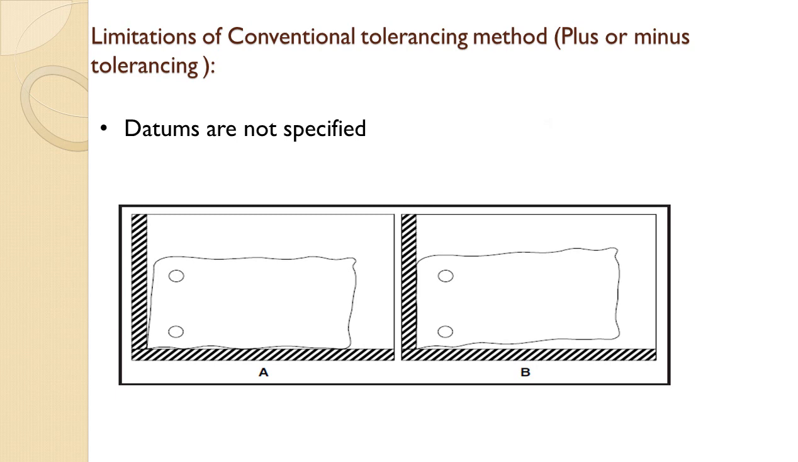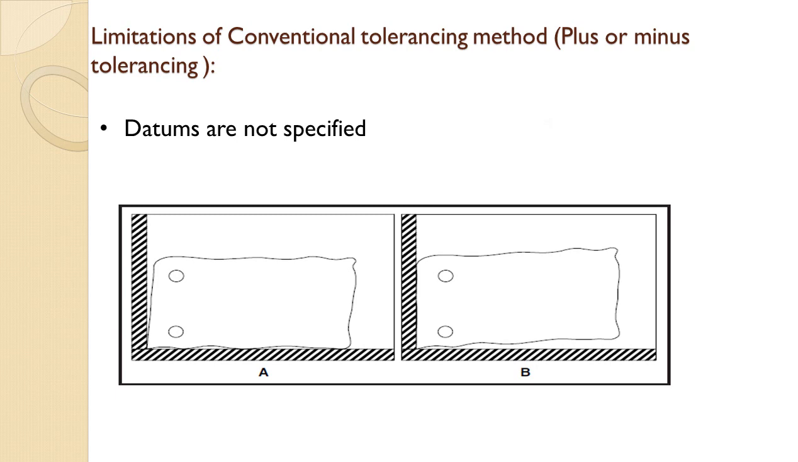This picture shows what will happen if datums are not specified in the drawing. With the traditional method of tolerancing, it is not clear whether the lower edge of the part should be resting against the horizontal surface of the datum reference frame, or whether the left edge of the part should be in contact with the vertical surface of the datum reference frame. Manufactured parts are not perfect.